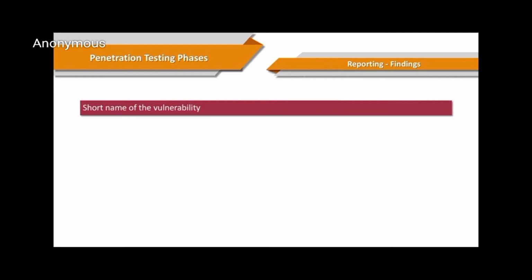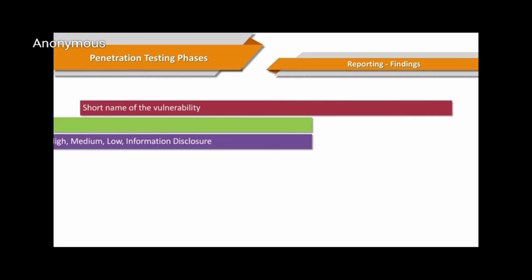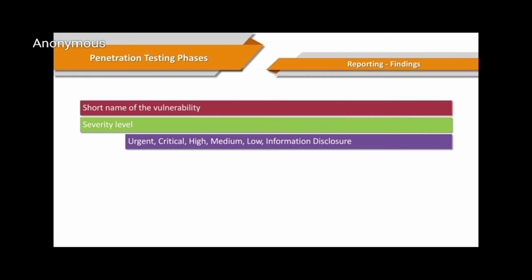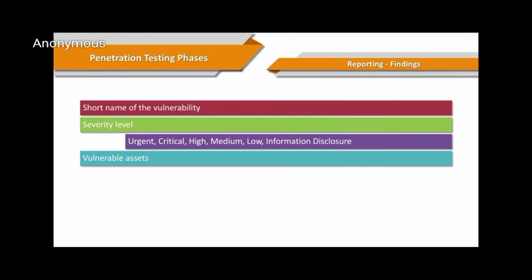A short name of the vulnerability to give brief information about it. The severity level of the vulnerability. That'll help the system owner to triage the remediation process. The list of vulnerable assets. Which assets in particular have this vulnerability?